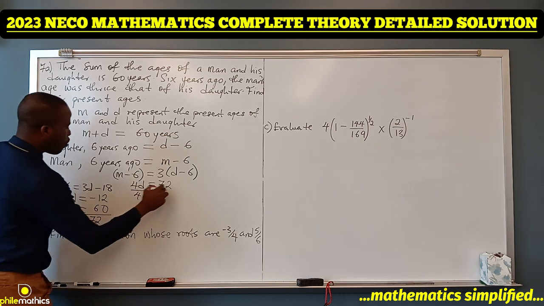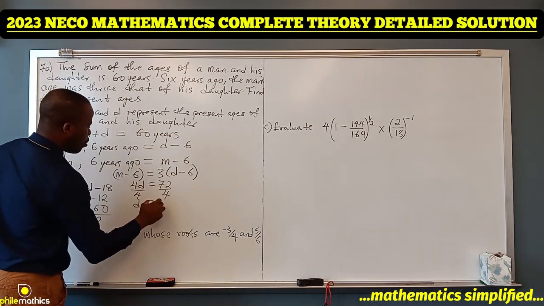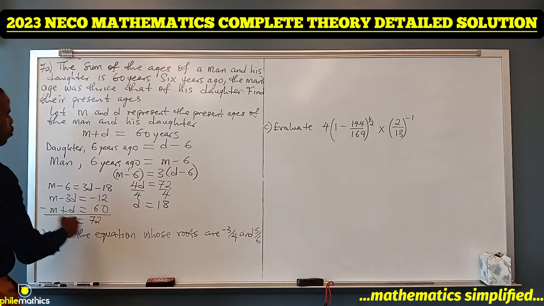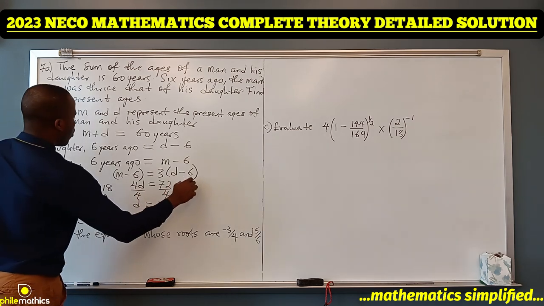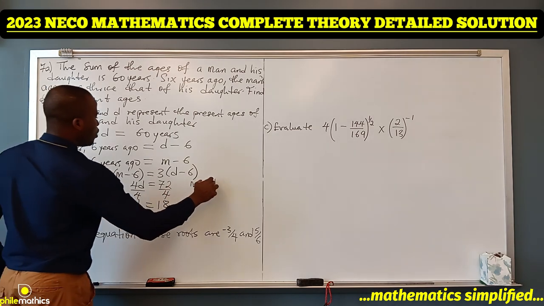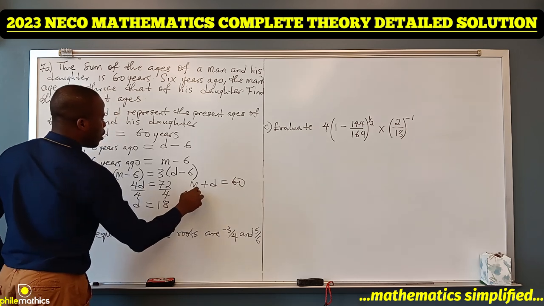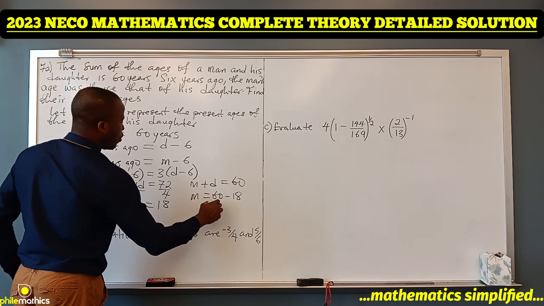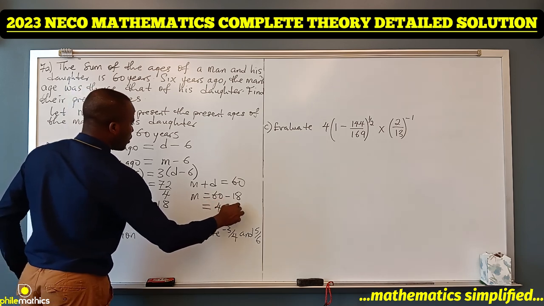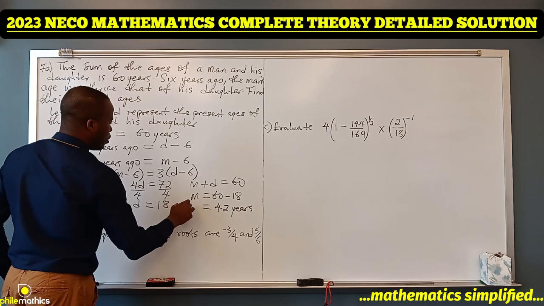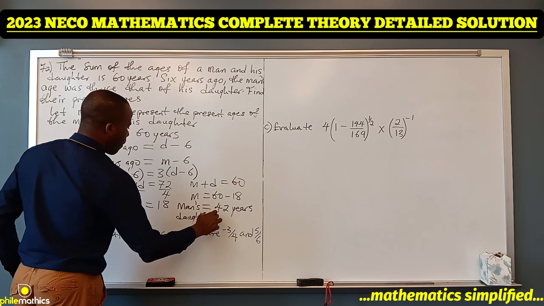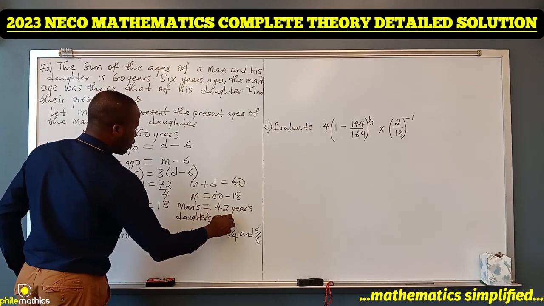I divide both sides by 4, D will be 18, and so from M plus D equals 60, M will be 60 minus 18. So the father's age will be 42 years. So the man's age is 42 years, and the daughter's age is 18 years.